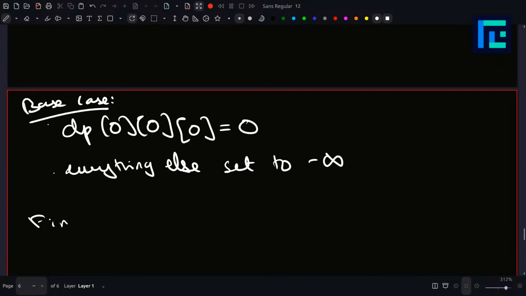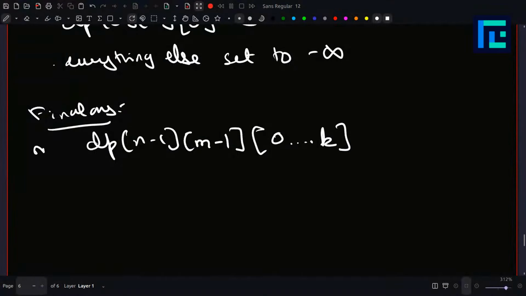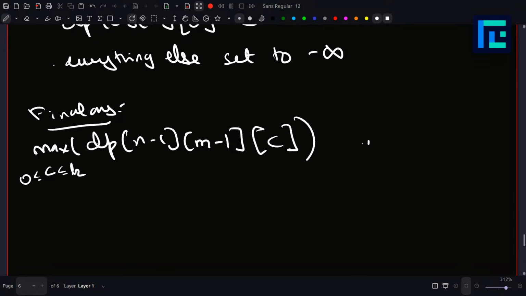And our final answer will simply be dp of n minus 1, m minus 1, and the cost can be anything. We just want the maximum score, right? So we want the maximum score to reach n minus 1, m minus 1 with any cost less than or equal to k. So we'll try all the costs from 0 to k, and whichever gives us the maximum score, so max over c from 0 to k of dp of n minus 1, m minus 1, c. So this is our final answer.